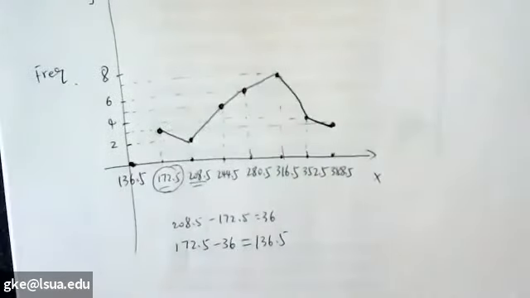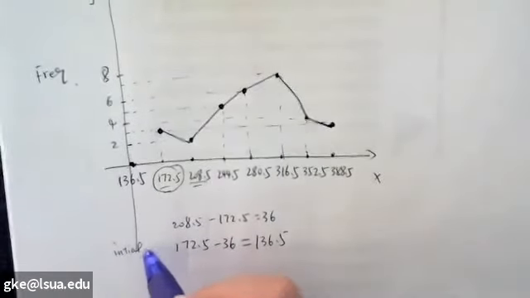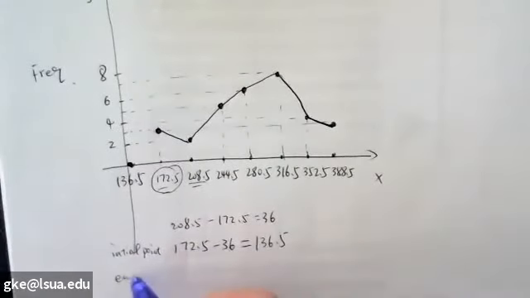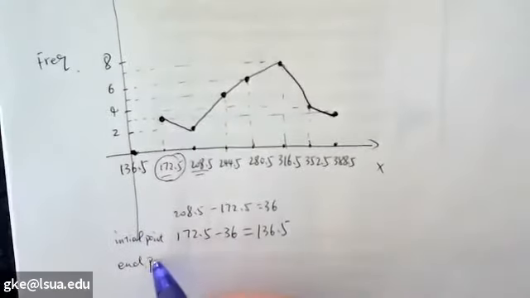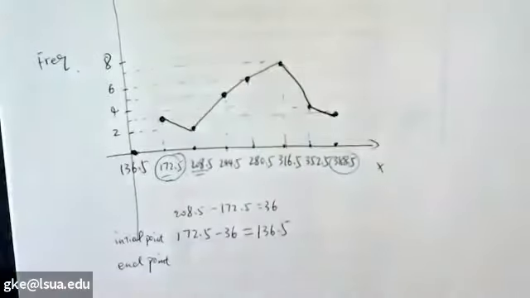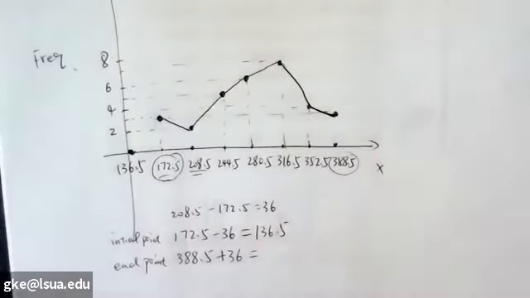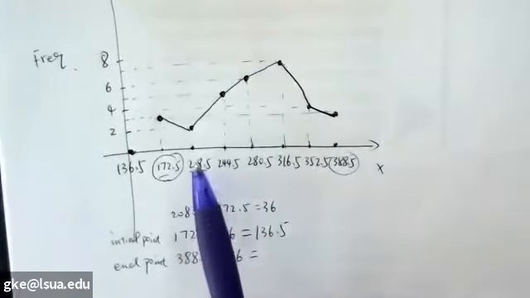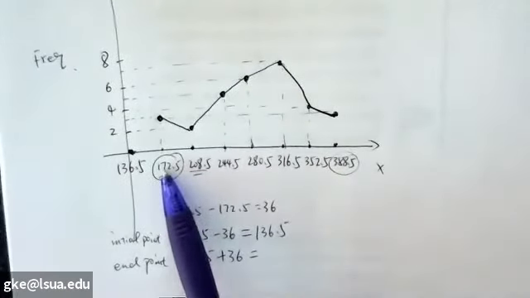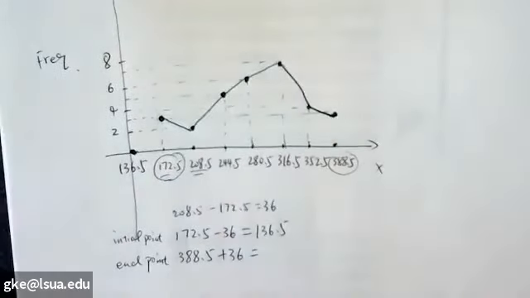And how to find the end point? So that is the initial point and the end point. For the end point, we just let the last midpoint add 36. Okay, and that 36 is defined as the class width. How to get it? Just let this number subtract 172.5, or let this number subtract 244.5. Whatever number you calculate, you always get the same value, 36.